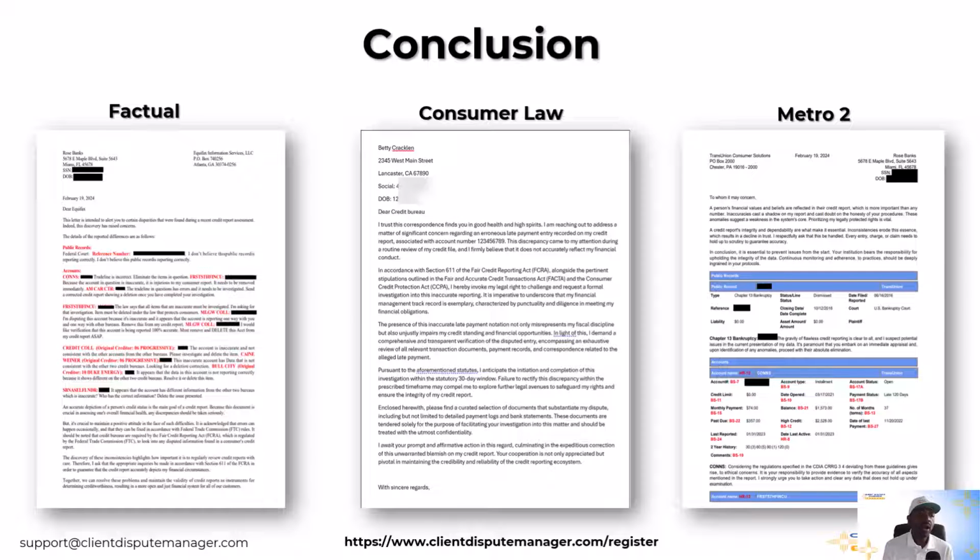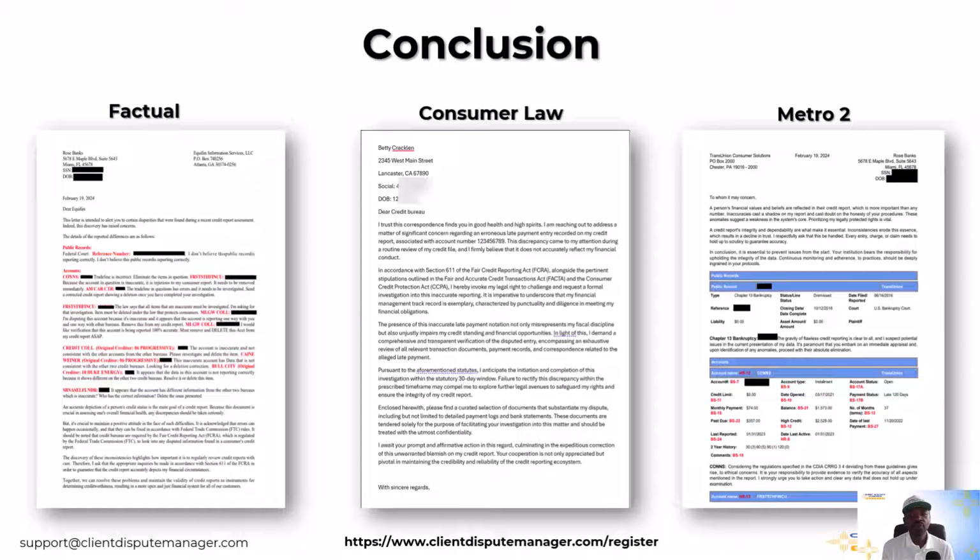If the credit bureaus are reporting inaccurate information on your credit report and you know it's based off facts, you would use a factual dispute letter. If the credit bureau has violated any of your rights under the Fair Credit Reporting Act and you want to catch them on it, you would use a consumer law letter. If the credit bureau just refused to remove hard inaccurate information, then you want to hit them with a Metro 2 compliance based letter. And the good thing about this, ladies and gentlemen, the Client Dispute Manager has all three of these letters, and we can generate them within seconds using our AI Metro 2 attack engine.